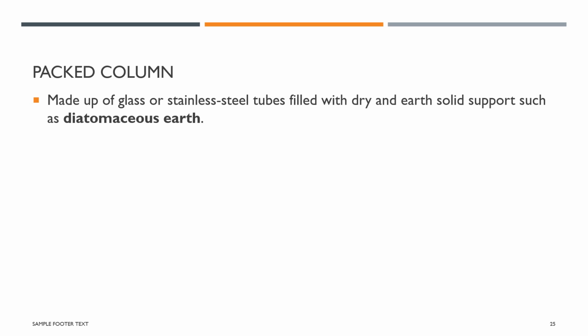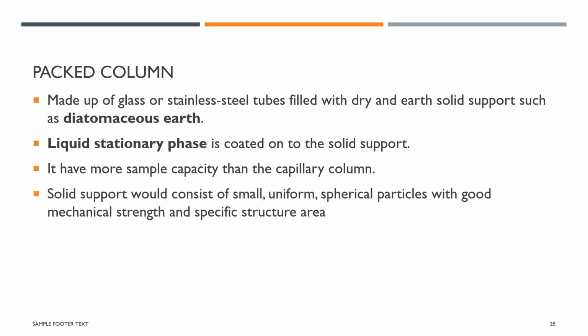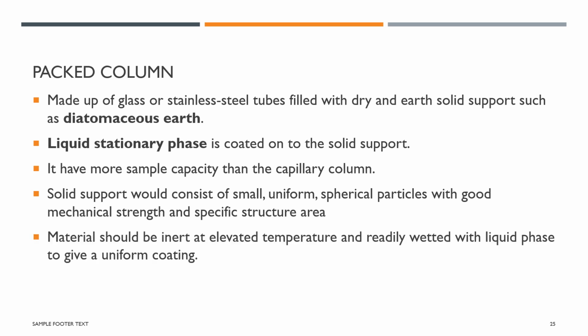The first type, the packed column, can be a glass or stainless steel tube filled with a dry, inert solid support such as diatomaceous earth, which is a type of silica of fine quality. The liquid stationary phase is coated on the solid support. If the stationary phase is solid, then it is the solid diatomaceous earth itself. It has more sample capacity than the capillary column. The solid support should consist of small uniform spherical particles with good mechanical strength and specific surface area. The material should be inert at elevated temperature and readily wetted with the liquid phase to give a uniform coating.